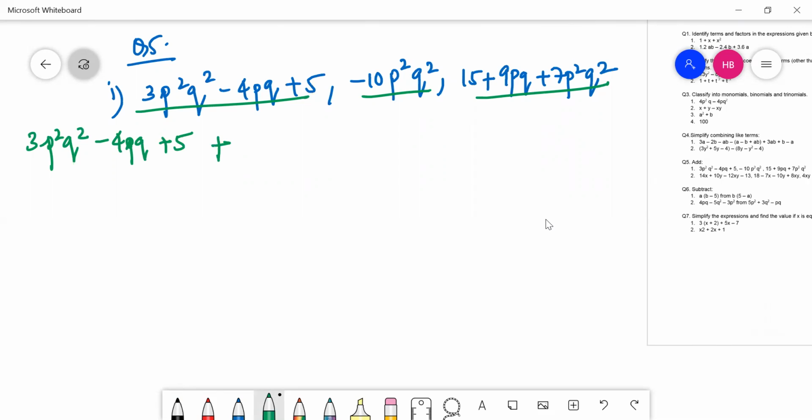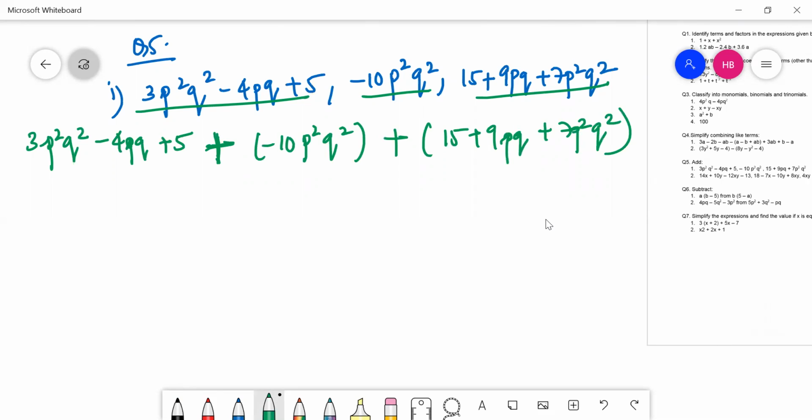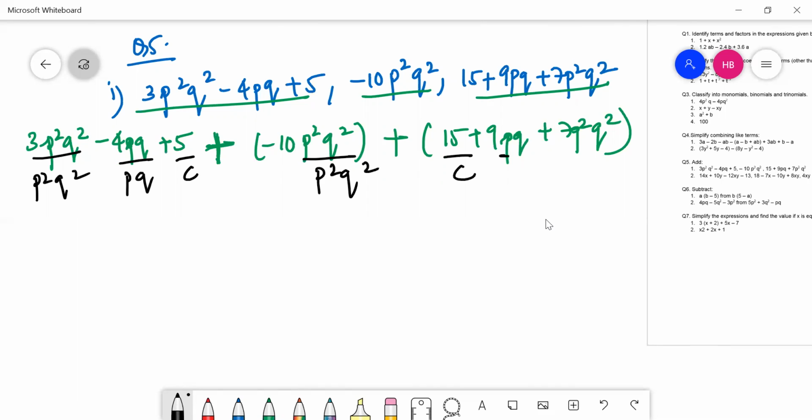So I just have to put the plus operator, and then I'm going to write minus 10p square q square, and then again plus operator 15 plus 9pq plus 7p square q square. Okay. Now again the same procedure. Find out the variable part of each term. It is p square q square. Here it is pq, it's a constant term. Here it is p square q square, constant term, pq and p square q square.